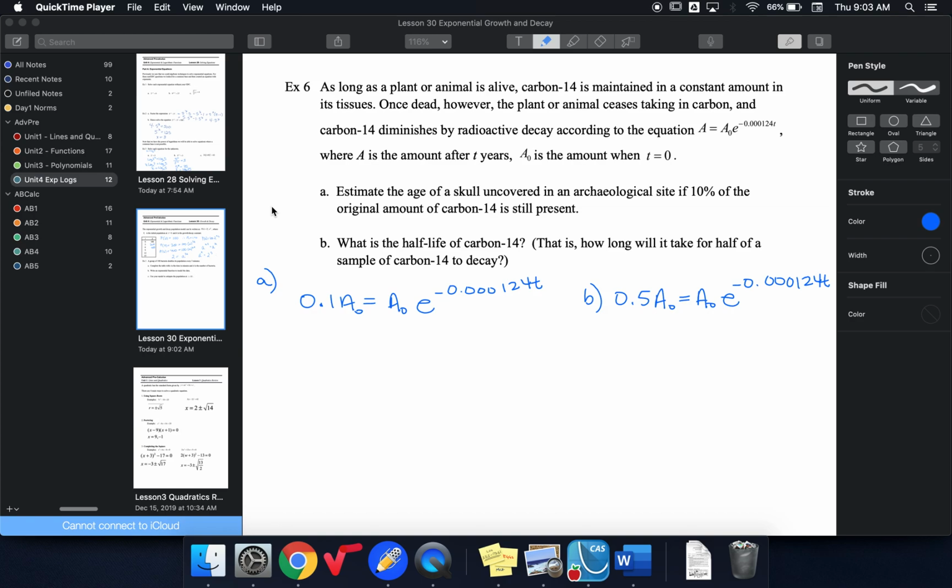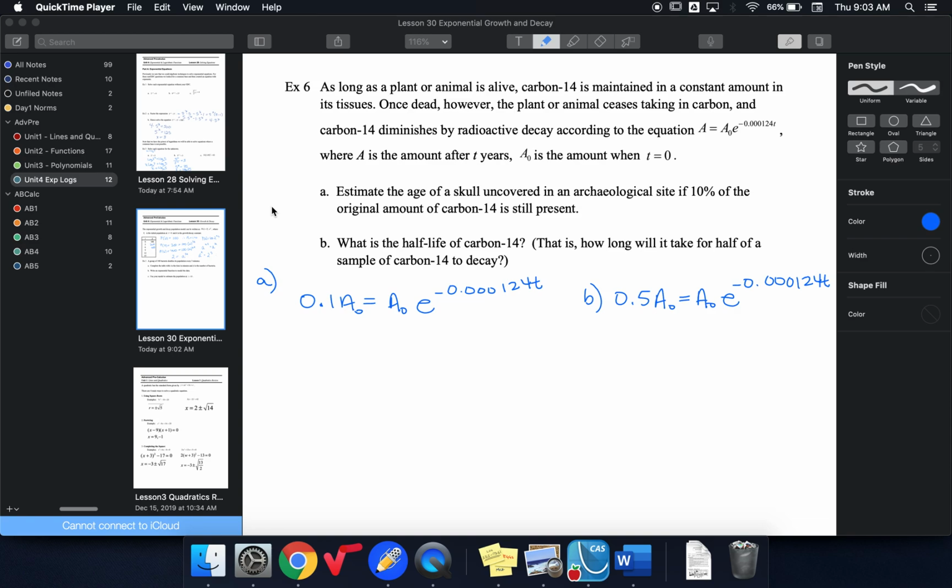All right, this problem is talking about the amount of carbon in a dead thing remaining and using it as a way to determine age. So I've set up the two equations that you would need to solve, and notice that we never actually need to know the initial amount of carbon that existed from these two equations.